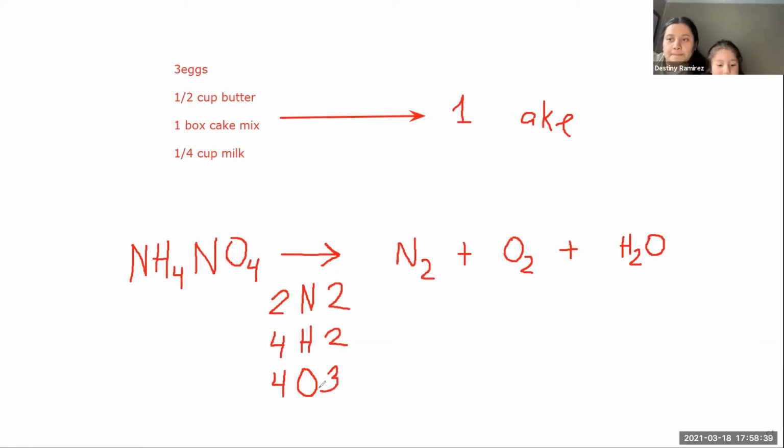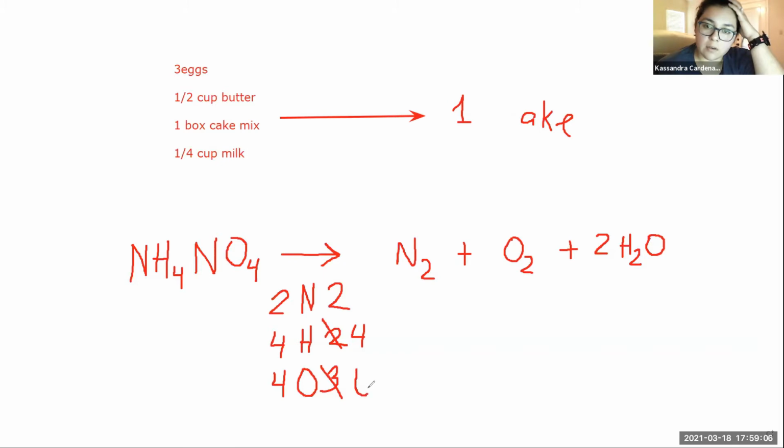Is that balanced? No. So what do I need to do to balance it? Add a 2 in front of the H2O on the product side. So we have a 2 in front of the H2O. Then that gives me how many hydrogens? 4. And how many oxygens? 6. Is it balanced? Are you sure it's 6? No, I'm sorry, it's 4. It is four.